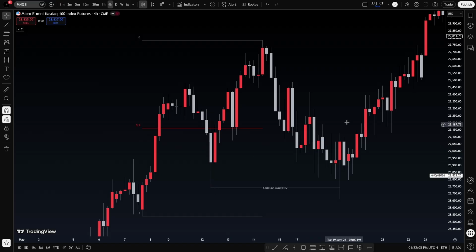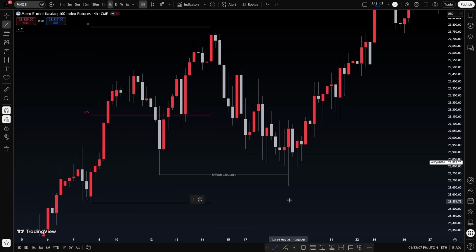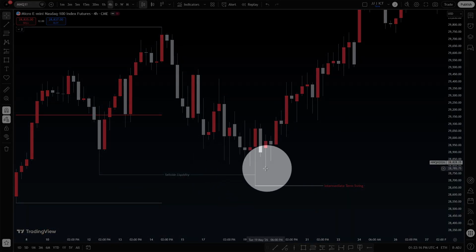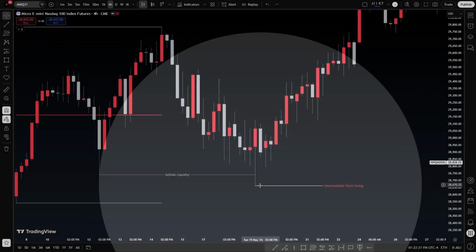Okay, it's overstood. After that, we form a what? An intermediate term swing. Wow, see that? Pretty cool, isn't it? We got short-term low, short-term low. We got a deeper low in the middle. That's an intermediate term swing. So price is not going to hit this.